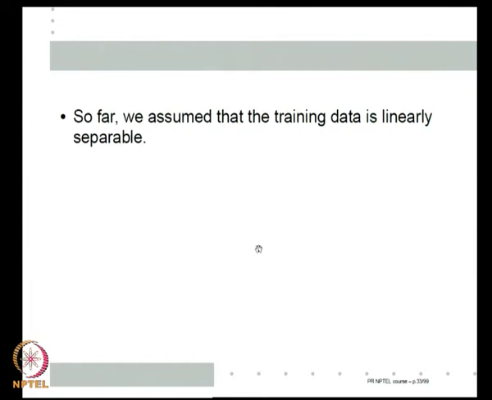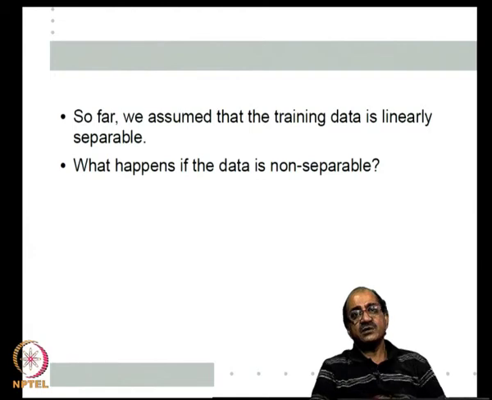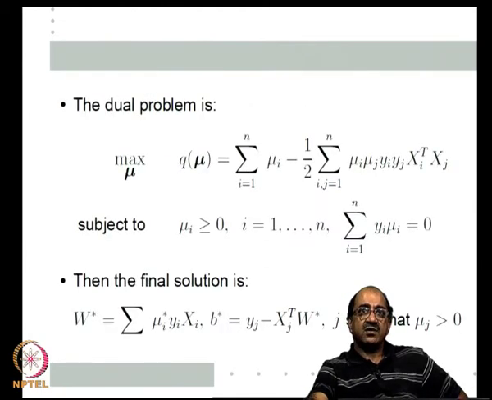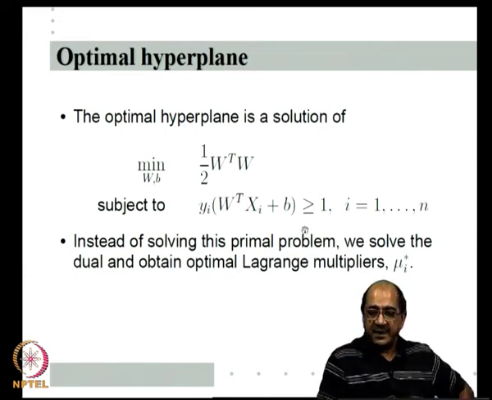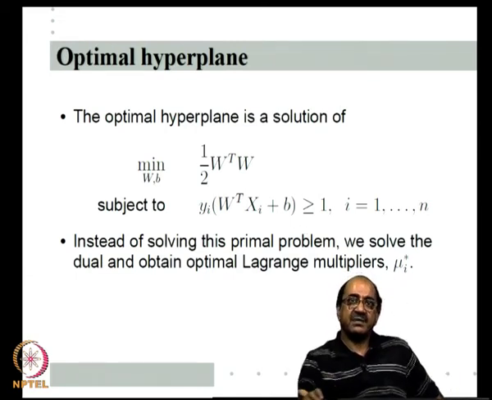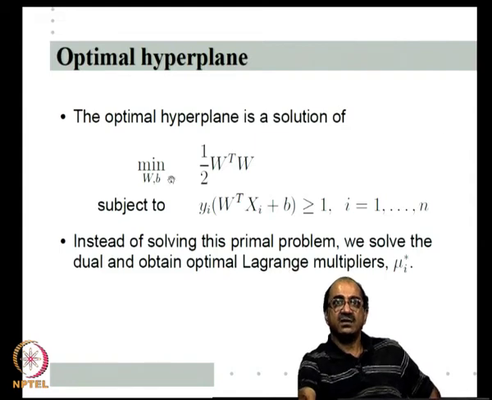Now, in all this we assumed that the training data is linearly separable. What happens if the training data is not separable? If the training data is not separable, it means there will not exist a w and b to satisfy these constraints. These constraints are satisfied by a w, b only if w, b is a separating hyperplane. If there does not exist a separating hyperplane because the training data is not linearly separable, then there will not be a w, b that satisfies the constraints. That means there is no feasible point for this optimization problem, and if there is no feasible point, obviously there is no optimal point.